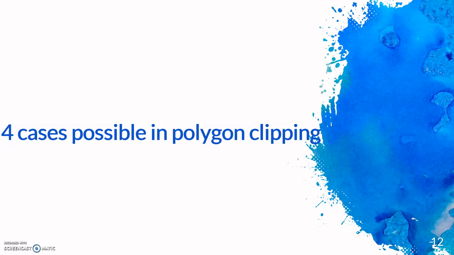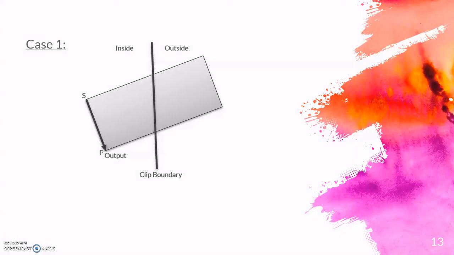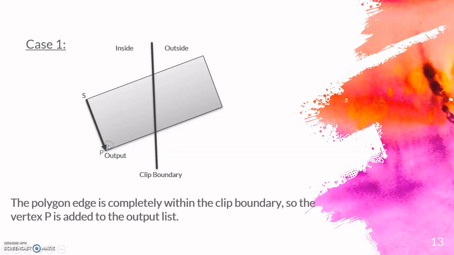Likewise, we have 4 cases possible in polygon clipping. Let's see what the cases are. Case 1 is inside. We have shown the clip rectangle inside and outside boundaries. You can see a polygon edge as S to P. In the first case, the polygon edge is completely within the clip boundary, so the vertex P is added to the output list. So we are defining which vertices are to be added to the output list. Here P is added to the output.